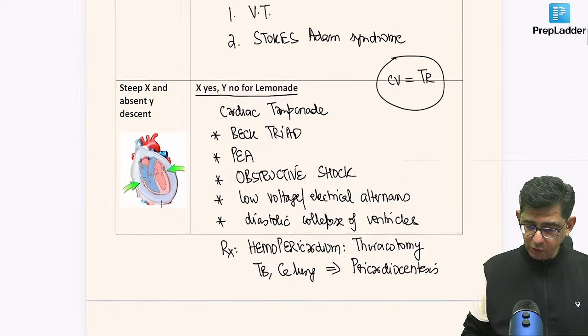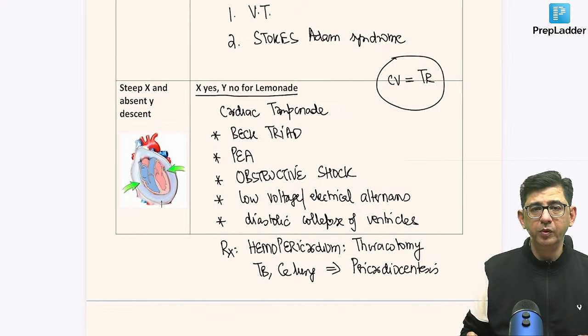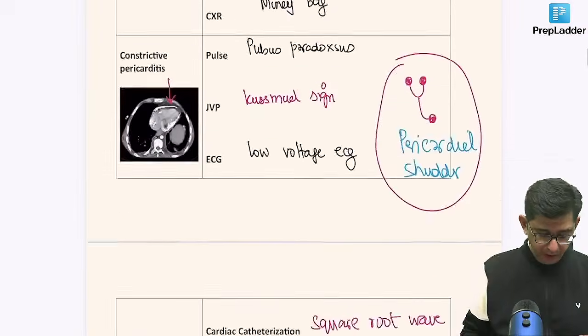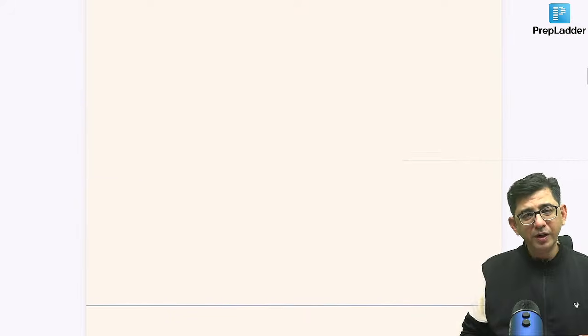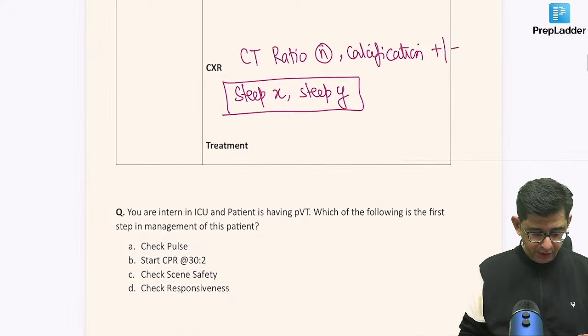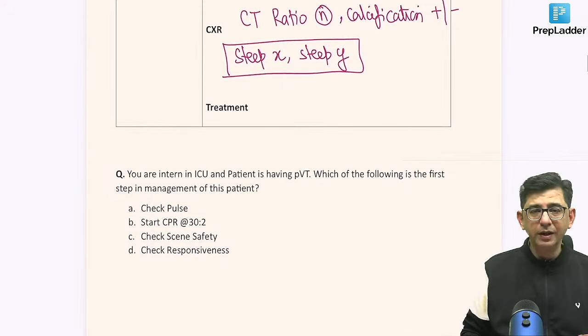Okay, I'll just show that superiorly. X yes, Y no for a lemonade, that's for cardiac tamponade, जिसमें steep X और absent Y होता है. अगर दोनों steep लिखा होगा तब आप बोलना constrictive pericarditis. Absent X and steep Y. Okay, tricuspid regurgitation ना CV wave हो गया ना वो तो बच्चे. Like निकुंज said कि सर absent X and steep Y. चलो इसको लिख लेते हैं, ठीक है.